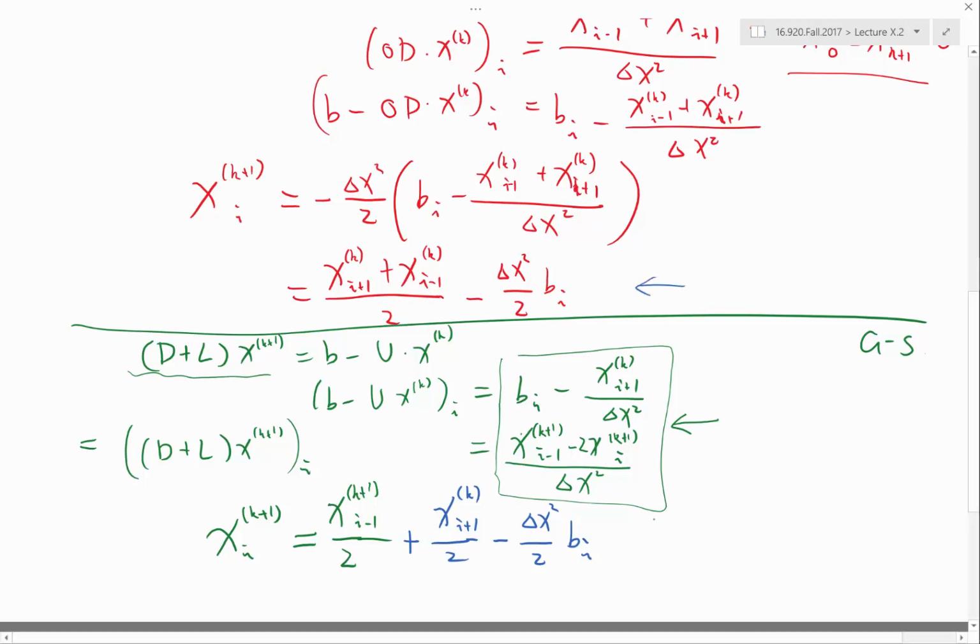Compare between this and this. The only difference is what? Yeah, the only difference is I have a k plus 1 in Gauss Seidel. I'm using the most recent updated value at the previous grid point. While for Jacobi, I'm actually using the old value, even though I just computed the new value at I minus 1, I'm still using the kth iteration value, right? That's what's happening for Jacobi. For Gauss Seidel, as soon as I compute a new value, I'm going to be using that value in iterating the next grid point.